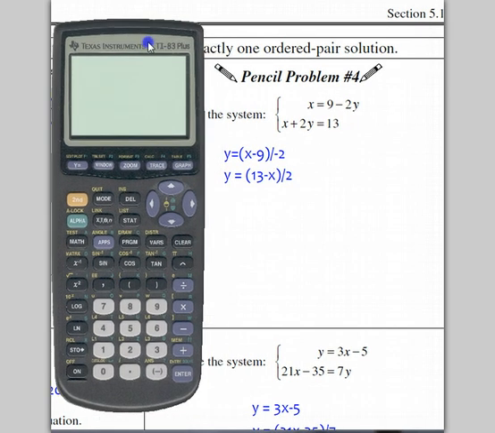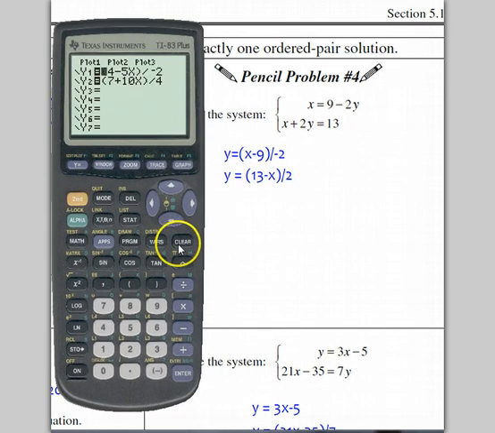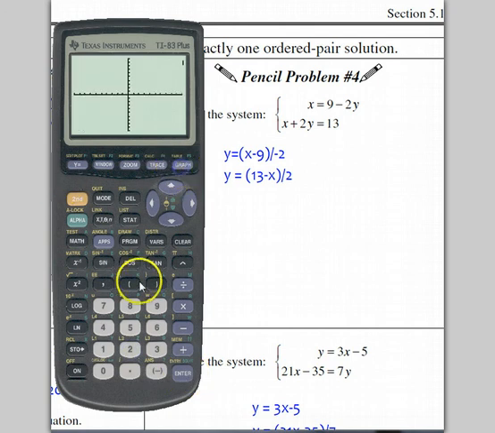So this one, I'm going to go ahead and plug it in, clearing the previous ones. This would be (x minus 9) divided by negative 2, and (13 minus x) divided by 2. Graph. Lines are parallel, so there is no point of intersection.